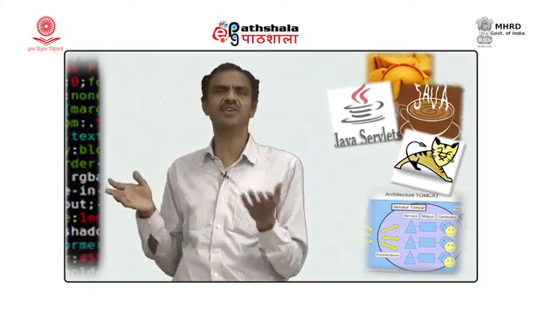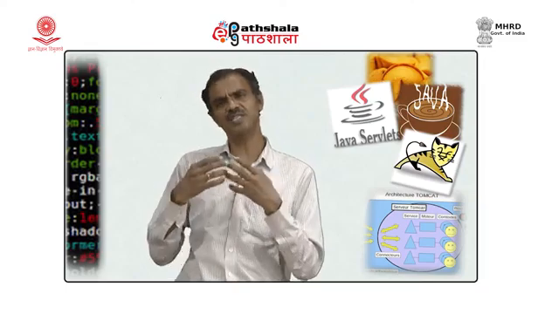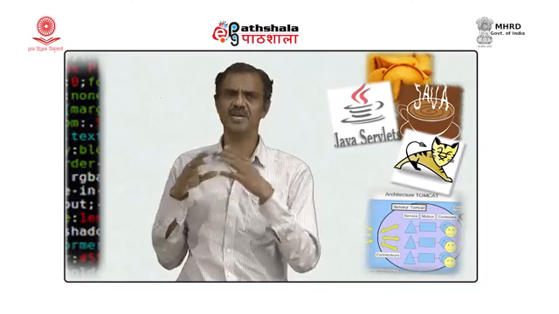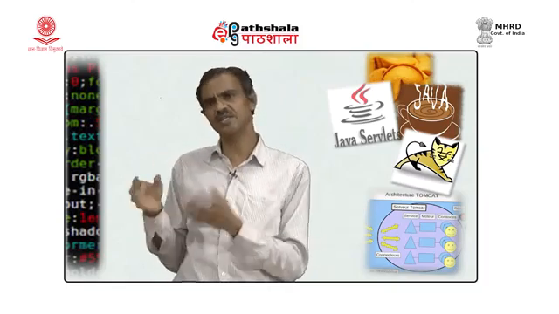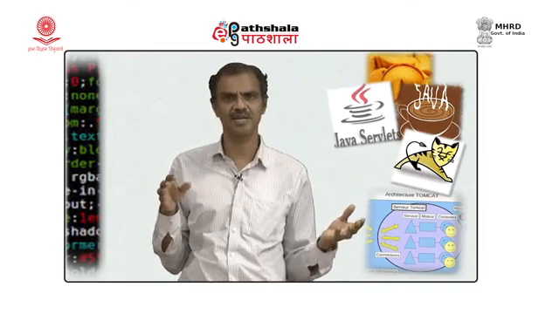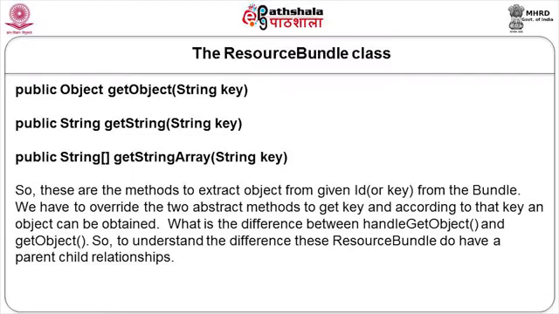Another very common case is that instead of just a single string, it might be a string array. So we have these three equivalent methods, and the only difference is the casting being done. We have getObject with no casting, getString, and getStringArray, where the values are cast to a string or a string array. So these are the methods to extract, for a given ID or key, the object from the bundle.